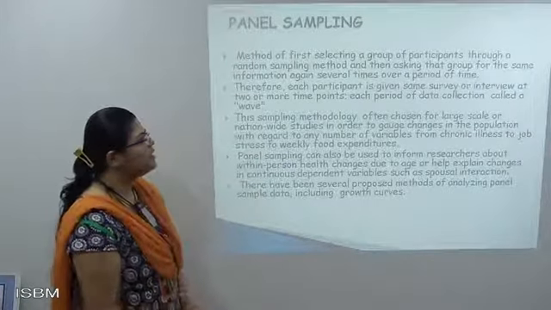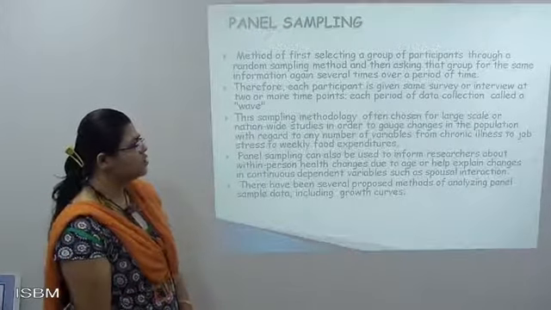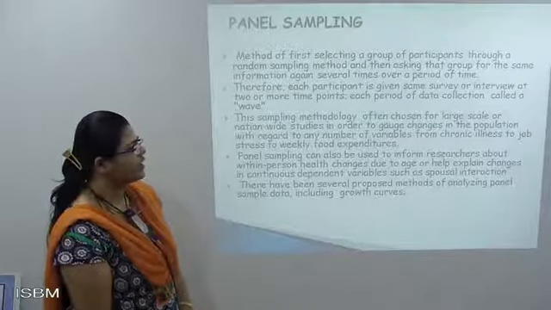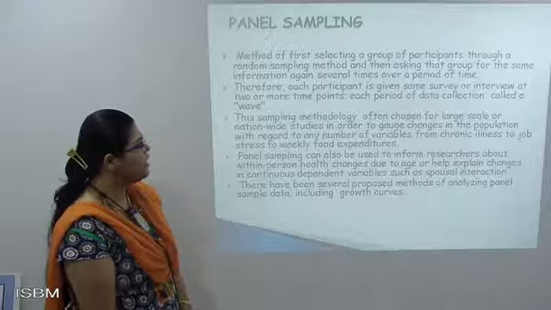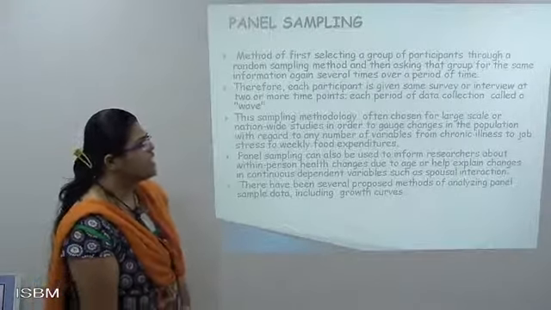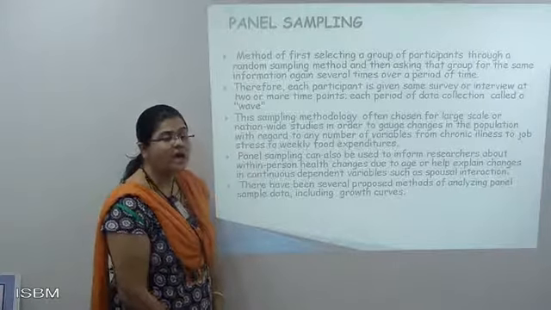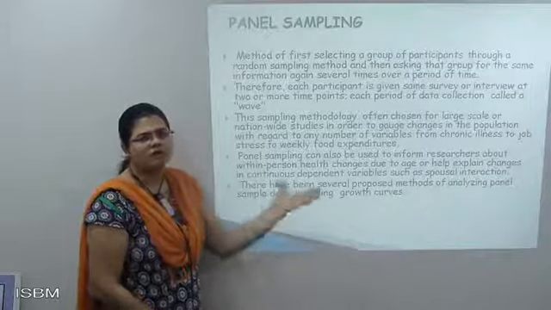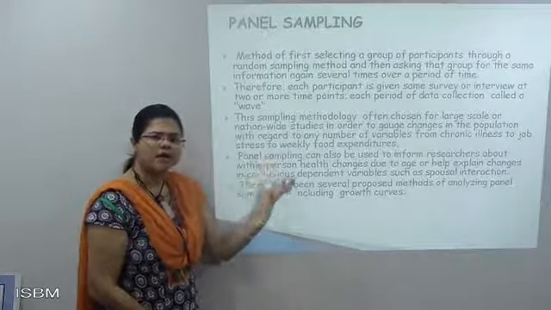This sampling methodology is often chosen for large-scale or nationwide studies in order to detect changes in the population with regard to any number of variables, from chronic illness to job stress to weekly food expenditure. So usually this type of sampling method is used where there is a large population, and from this large population you can get different types of information relating to particular groups.